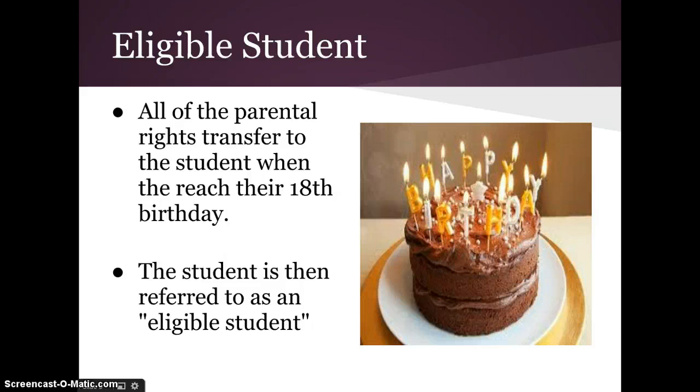An eligible student is a student who has reached their 18th birthday. All of the parental rights afforded to parents are then transferred to the student. The student is then referred to as the eligible student.